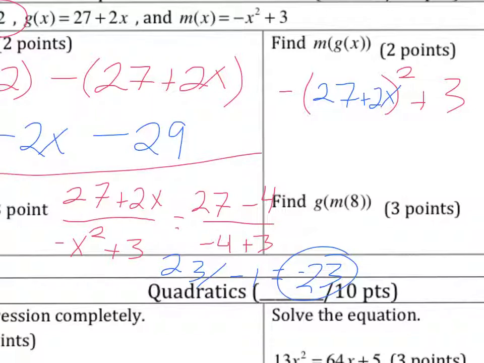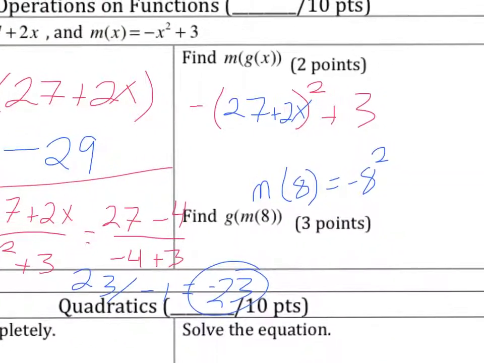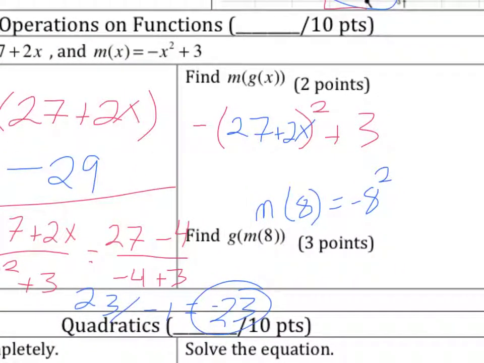Okay, then I ask you to do g of m of 8. First thing I might do is find m of 8, which equals negative 8 squared plus 3. Negative 8 squared is 64. Negative 64 plus 3 is negative 61.